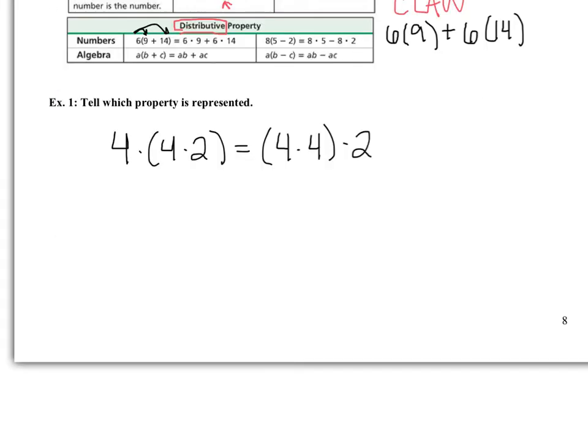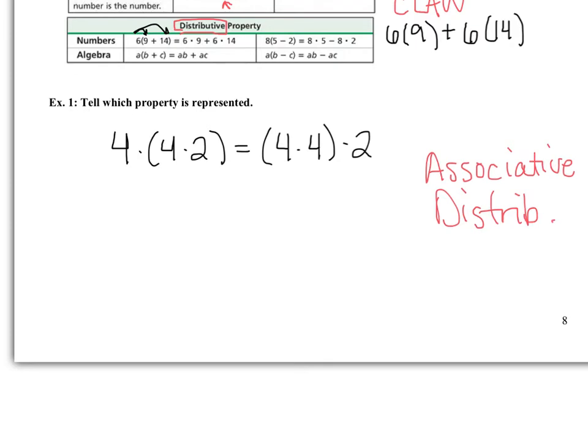Next up, for example 1, we're just trying to identify what property is being used. So I have 4 times the quantity of 4 times 2 equals 4 times 4 all multiplied by 2. First things first, I notice that I have parentheses, and if I remember back up to my top 4 properties, there really are 2 properties that boast those parentheses. The first one is the associative property, and the second one is the distributive property. And my job is to figure out which one is which.